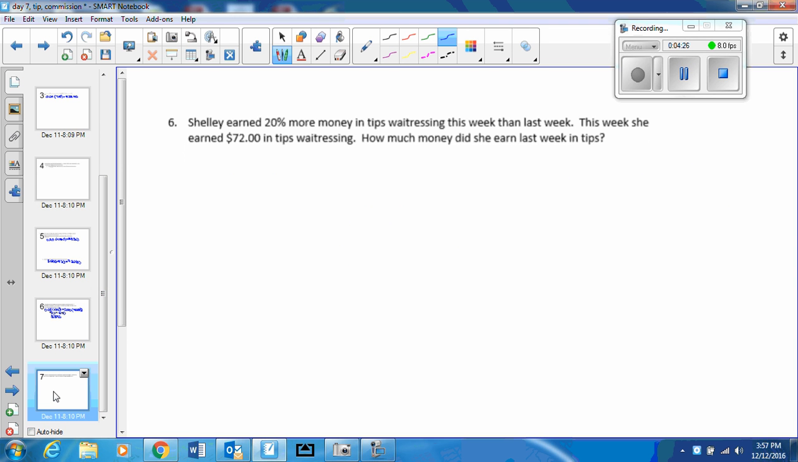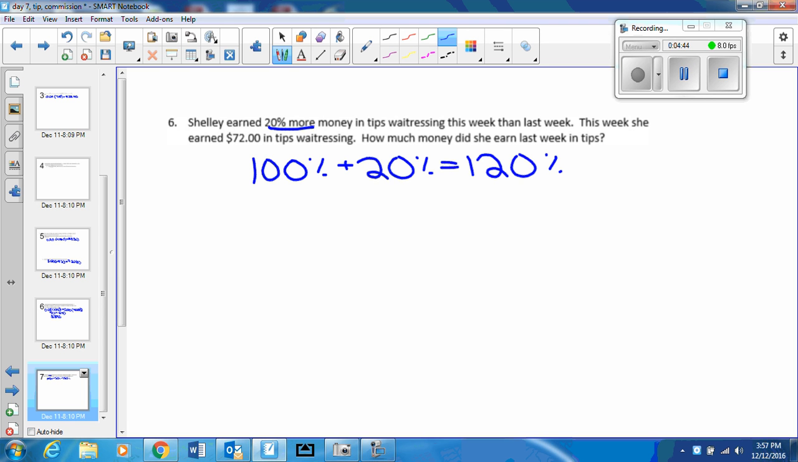Shelley earned 20% more money in tips waitressing this week than last week. This week she earned $72 in tips waitressing. How much money did she earn last week? So 20% more, I would add 100% to 20%. So this week would be 120% of what she did last week. So this week they told me was $72. Change 120% to a decimal, 1 and 20 hundredths, times the amount she made last week, which is my X.